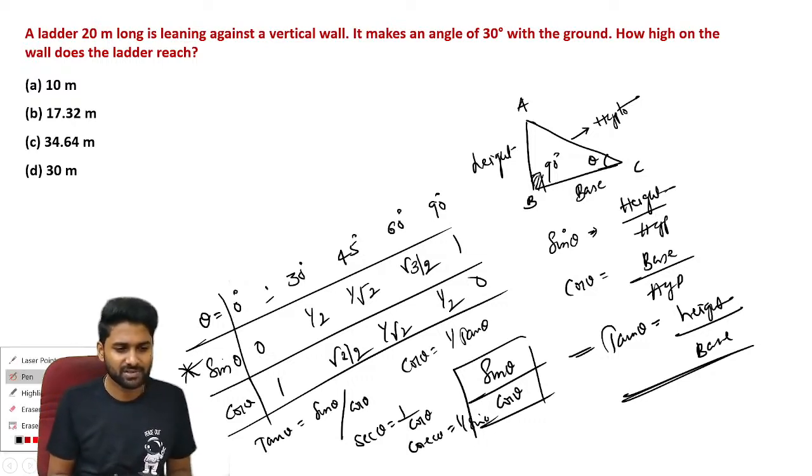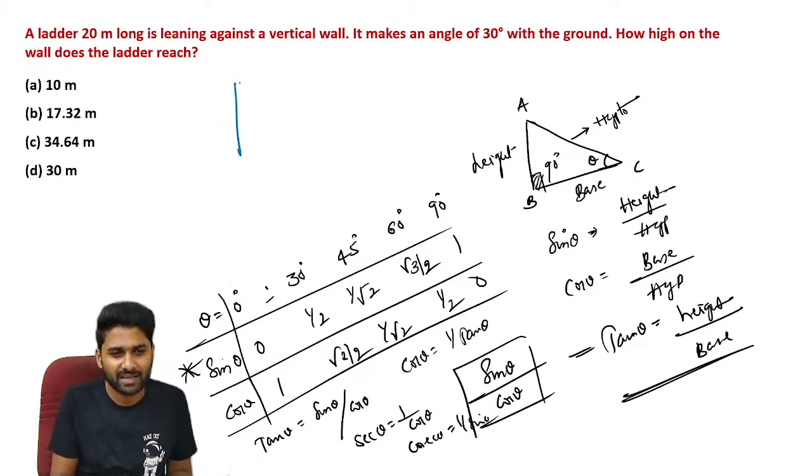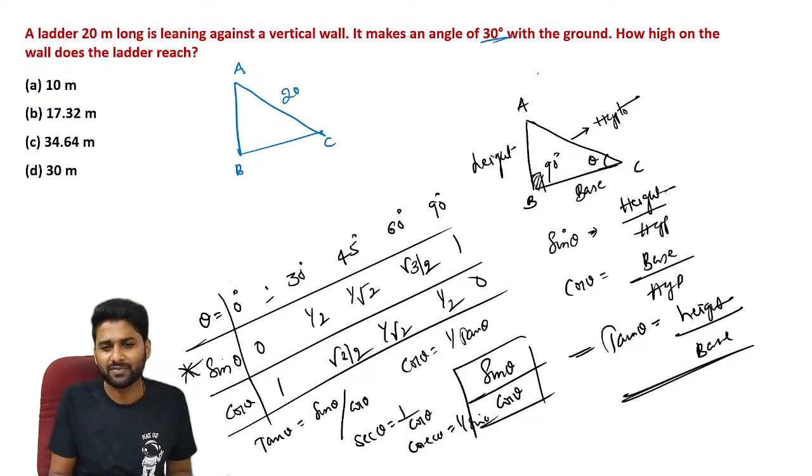Now let's see this question. A ladder 20 meters long is leaning against a vertical wall. Let's take that AB is the vertical wall and AC is the ladder, so the length is 20 meters. It makes an angle of 30 degrees with the ground. So how high on the wall does the ladder reach? We have to identify the AB value.